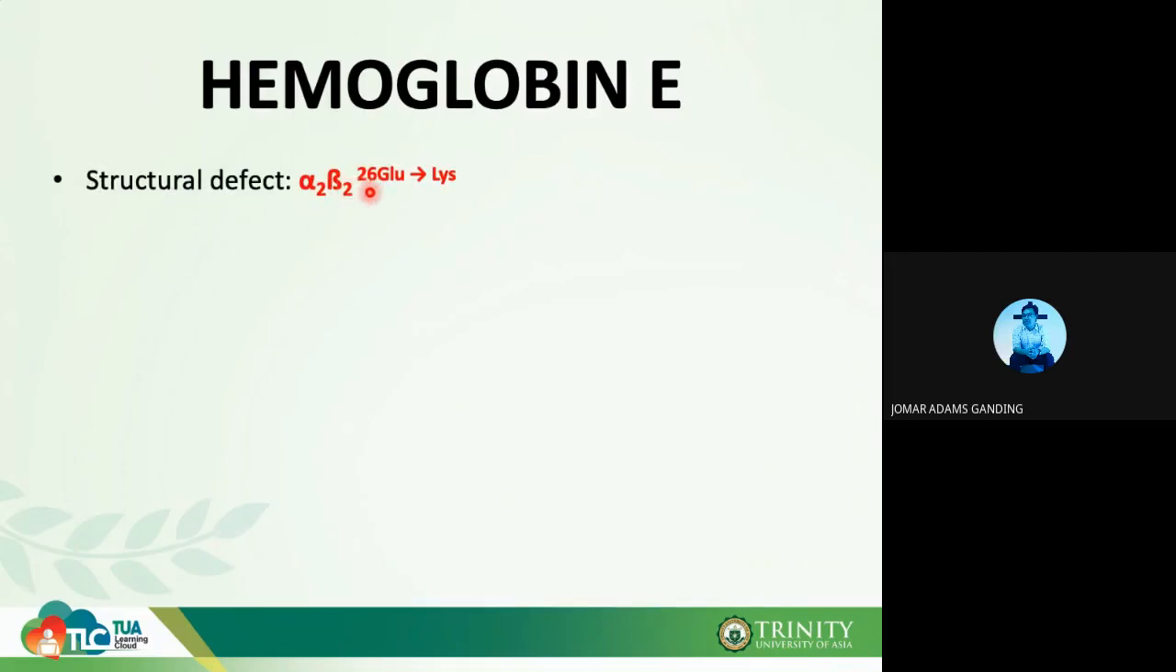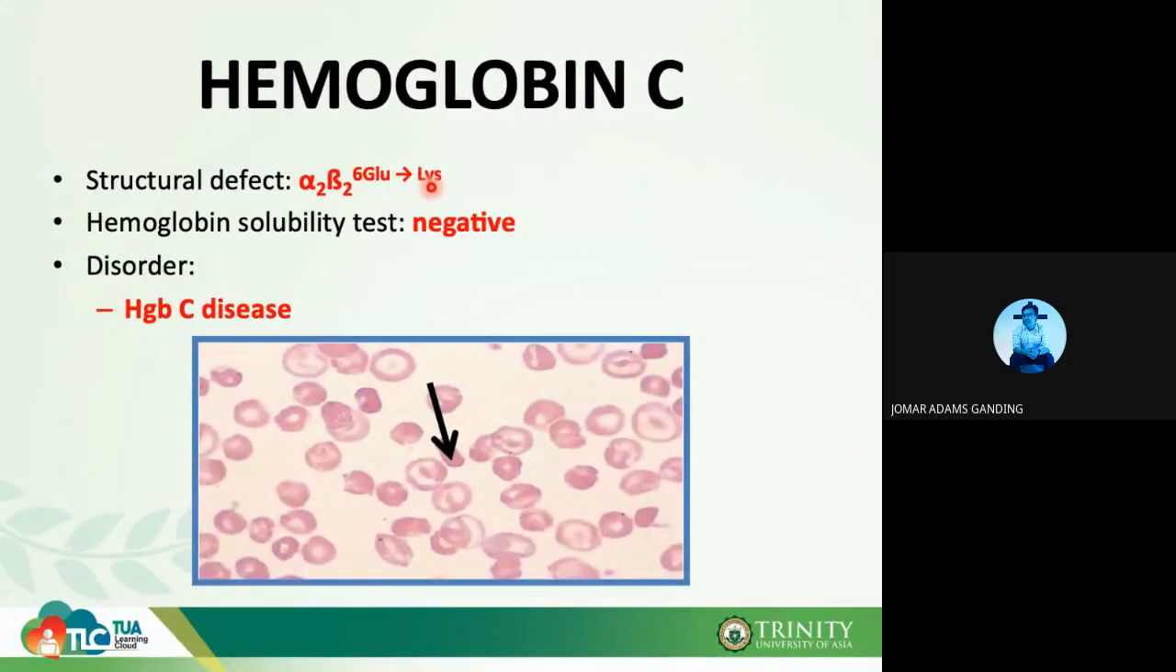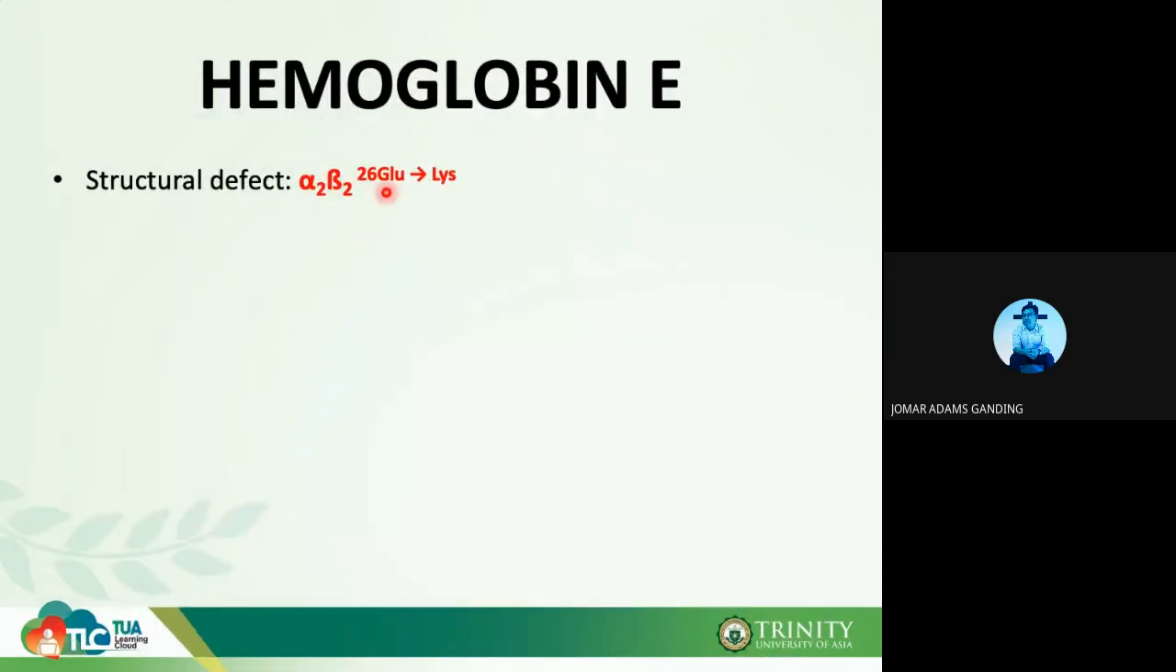This time naman, there is a substitution at position 26. From glutamic acid, naging lysine siya. Okay? Kanina, nung hemoglobin C, pareha sila ng hemoglobin C, di ba? Glutamic to lysine. Pero ito, since different position, iba rin siya. I hope nagigets niyo siya, no, na dahil iba yung position, kahit parehas yung substitution, iba yung disease. Kasi sa hemoglobin C, glutamic tsaka lysine din, pero sa position 6, unlike your hemoglobin E, sa 26 naman siya. Mutation at position 26, nagkaroon ng point mutation, glutamic naging lysine. Okay? Glutamic naging lysine. So, these are negative in your hemoglobin solubility test.